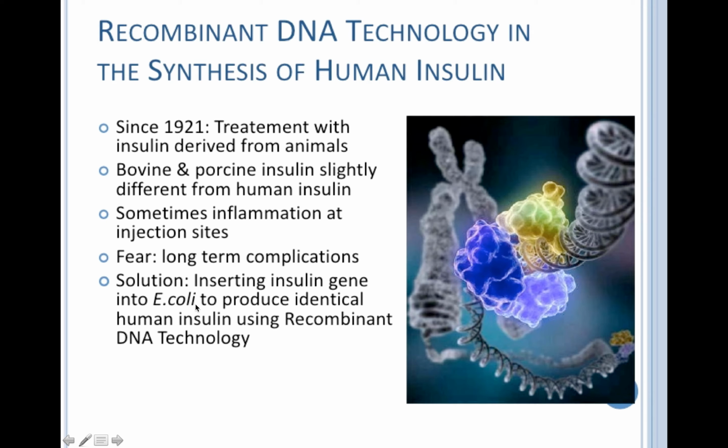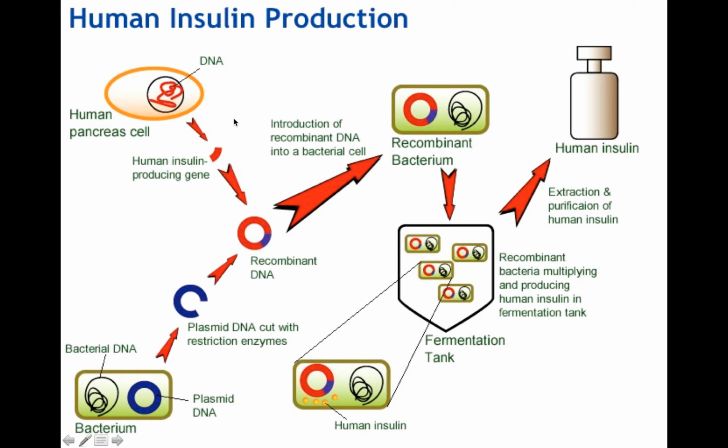So the solution was to clone the gene, isolate the human gene, and insert it in E. coli and trick E. coli into producing human insulin. This is the diagram that shows how this has happened. You take DNA from a human source and you take a plasmid from a bacterial source and recombine them in the test tube to make a recombinant DNA molecule.